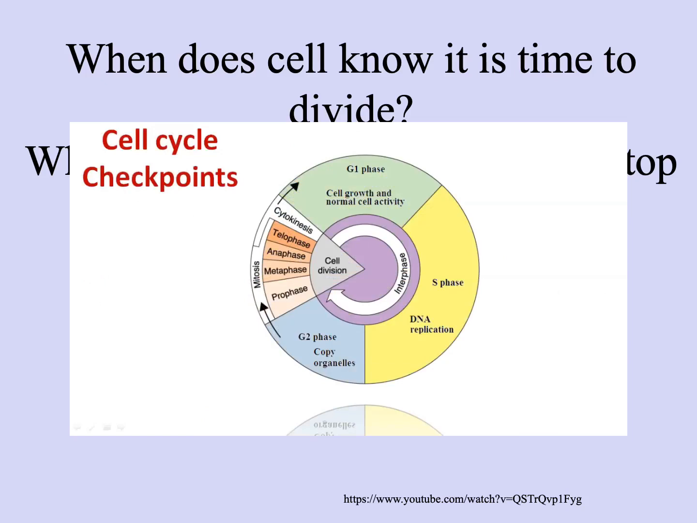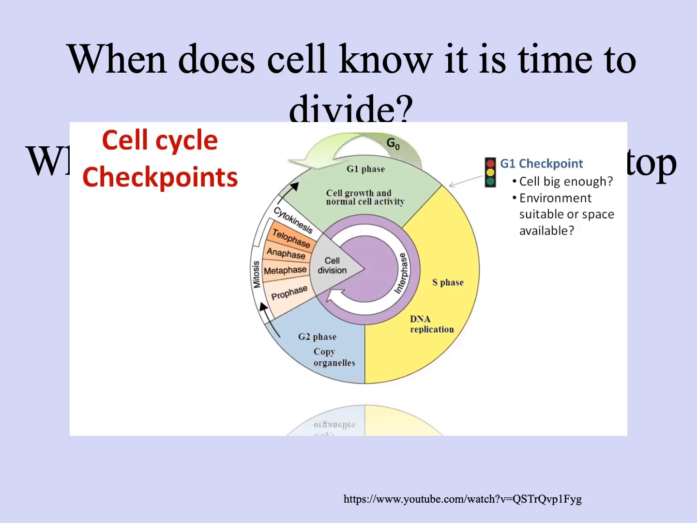There are three checkpoints we're most interested in. The first is called the G1 checkpoint, and it's concerned with evaluating two questions. Is the cell big enough, and is the environment suitable, or is there space available? Think of this as a lot like a traffic control signal. Cells that can answer these questions in the affirmative move on to the next stage. If they cannot, then they stop and go back to G1, where they may continue to grow or continue to perform their cell activities. Some cells remain in the G0 stage for their entire existence.